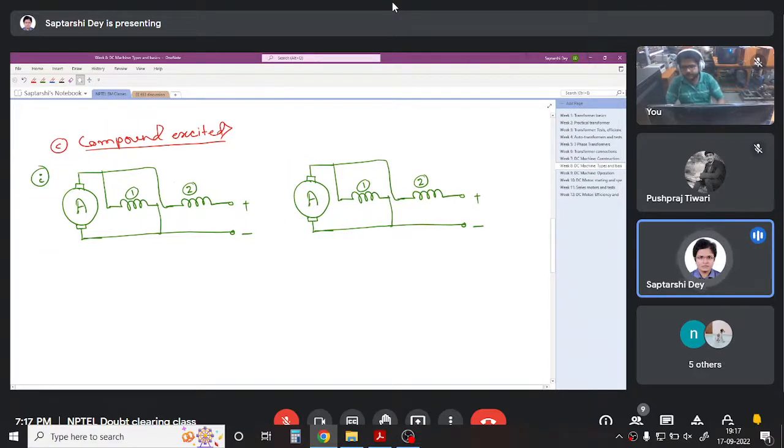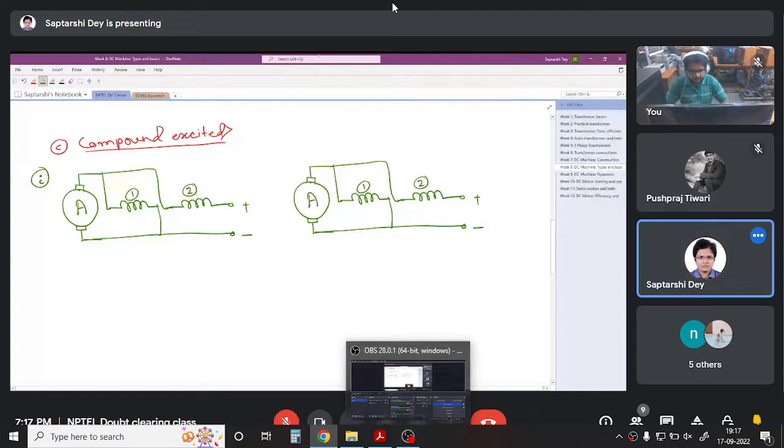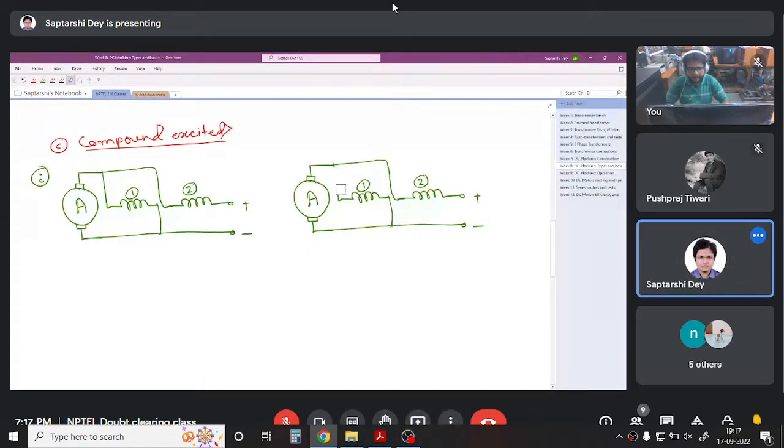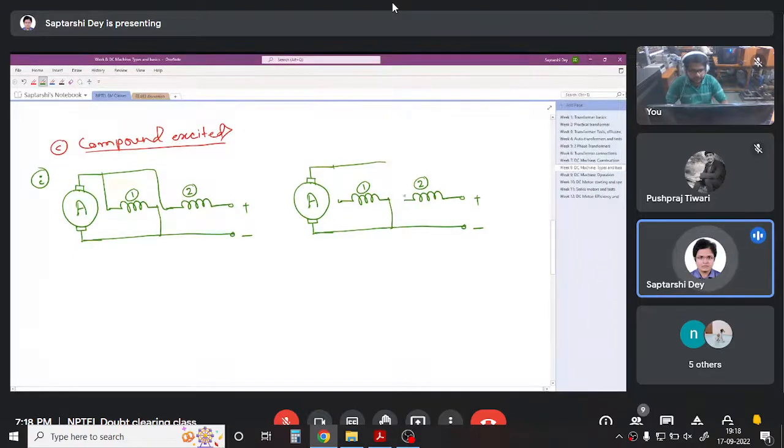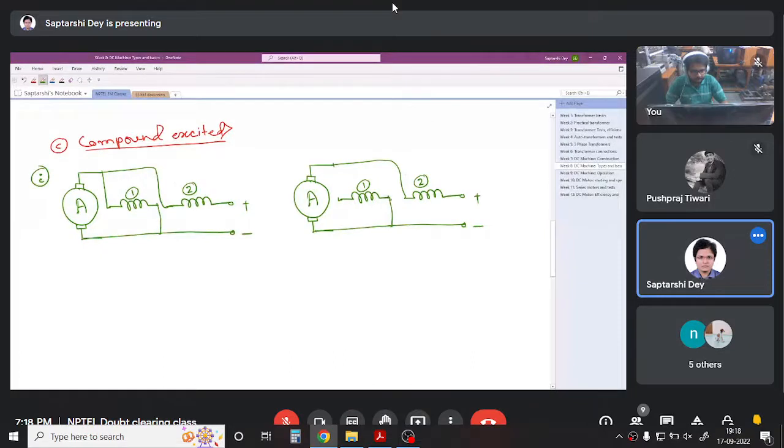See, the name says it all. When it is shunted, there are two options. This shunt winding can be in parallel with the armature only, or can be in parallel with both the armature and the series winding. That is, it can have a connection like this. It can have a connection like this. So the series is here, and where to draw?